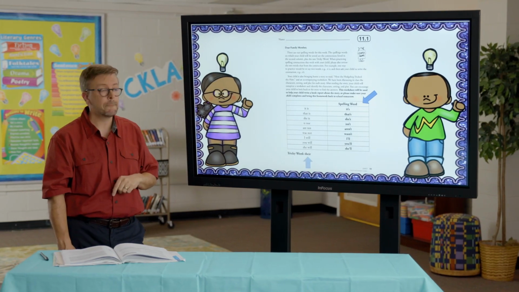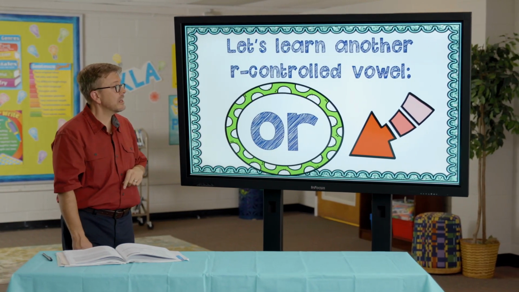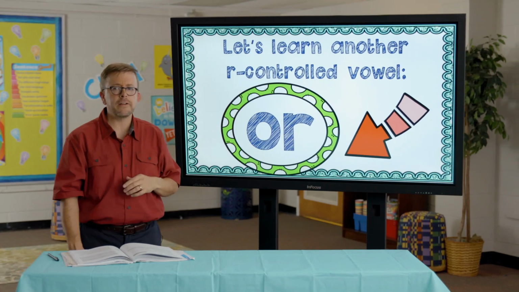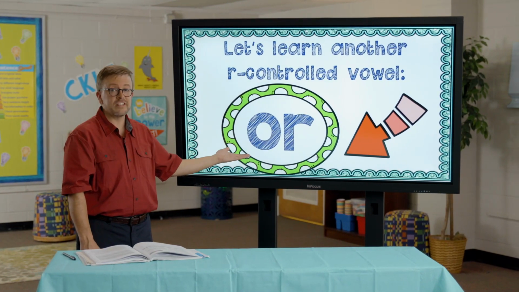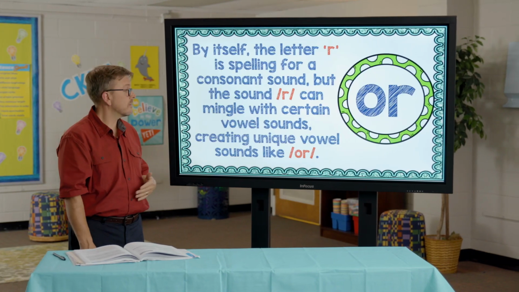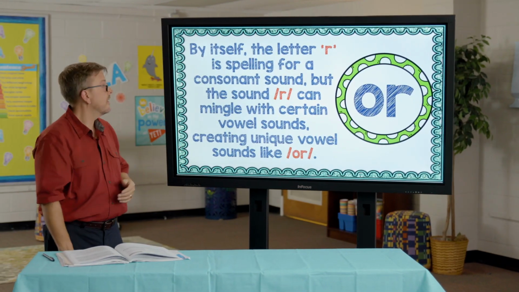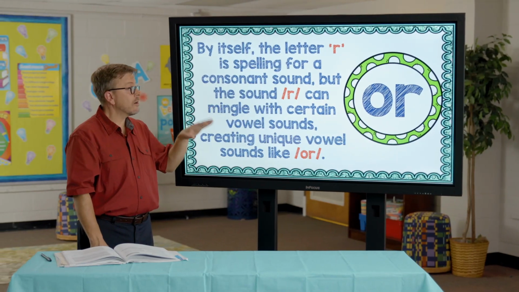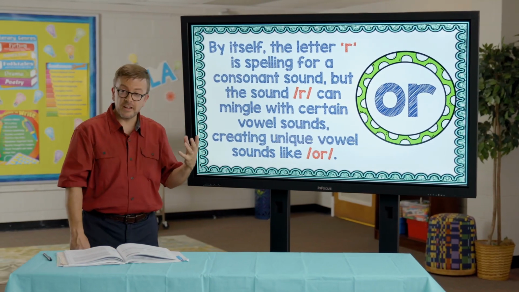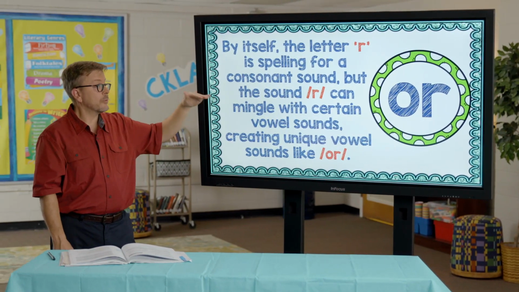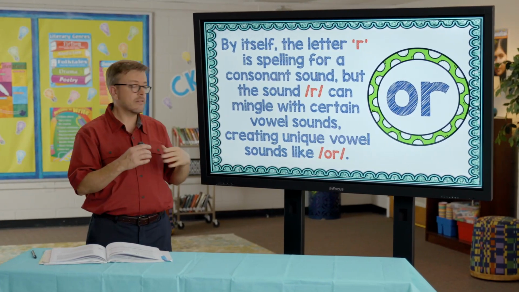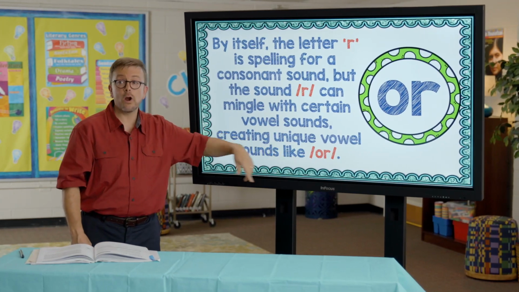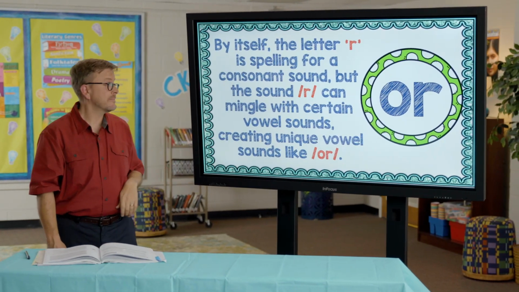All right, so let's learn about another R-controlled vowel today. This R-controlled vowel that we're going to look at looks like a word, doesn't it? It looks like or. By itself, again, this letter R is a spelling for that consonant sound, but the sound R can mingle with certain vowel sounds, creating unique vowel sounds like this OR, like the ER we had in the past, and like another one you're going to hear in just a few minutes.